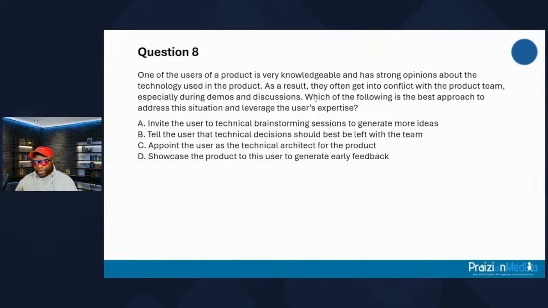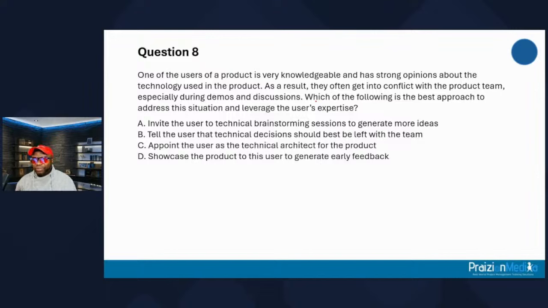This is even a very vanilla flavored question because it does not tell you this is in the world of agile or this is in the world of predictive. It just is a project, and you got to take it at hybrid face value. So think about it. They often get into conflict with the product team when? During demos. Hello, you are already doing that. Demos and discussions. So D, showcase the product to this user to generate early feedback. That is already being done. It's during the demo, right? It's during the sprint review.